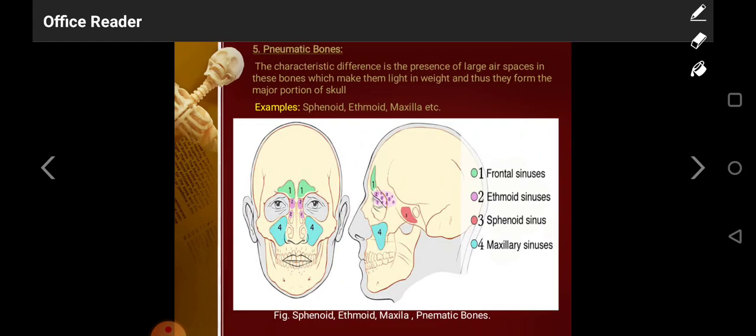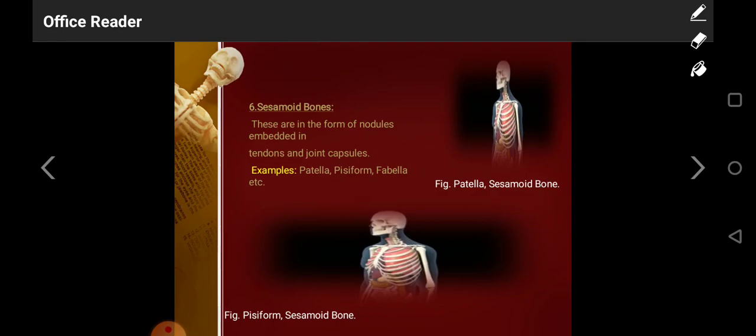Pneumatic bones. The characteristic difference is the presence of large air spaces in these bones, which make them light in weight and thus they form the major portion of the skull. Example, sphenoid, ethmoid, maxilla. Sesamoid bones are in the form of nodules embedded in the tendons and the joint capsules. Example, patella, pisiform and the fibula.